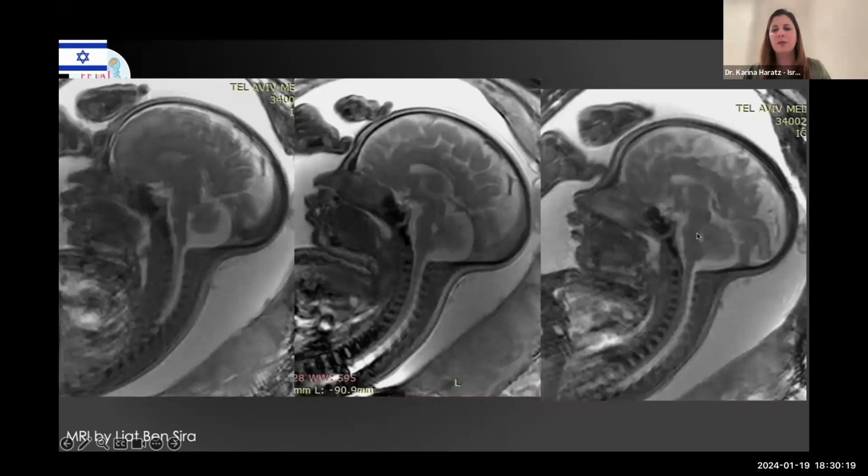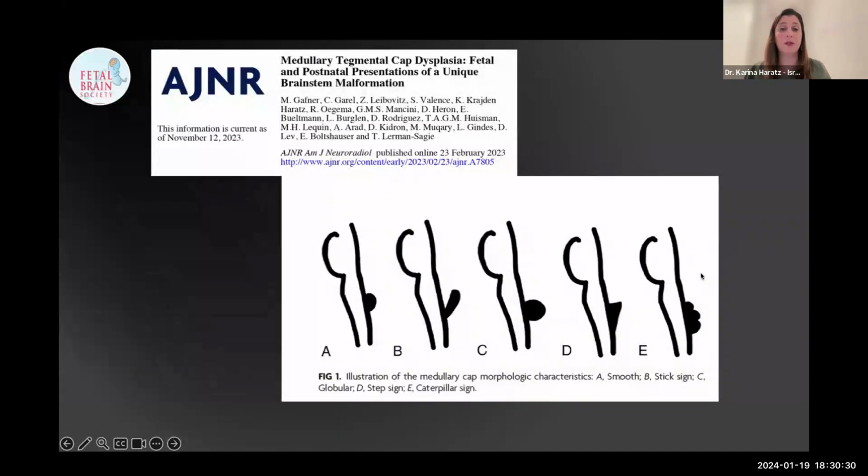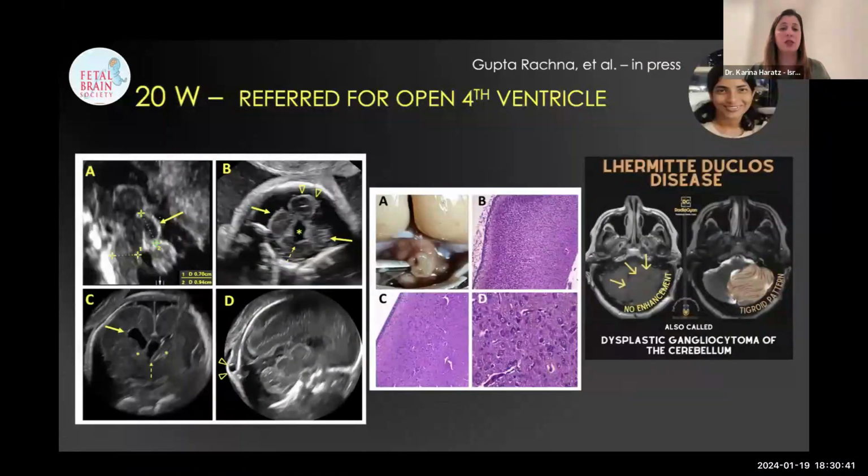So here we have the protrusion in the posterior aspect of the medulla. So the mass didn't come from the cerebellum, but from the medulla, and this is a medullary cap dysplasia. And together with friends from other countries, we had the opportunity to describe a case series and even some related genes. And the main differential diagnosis of the masses coming from the midbrain and hindbrain structures may be tumors.